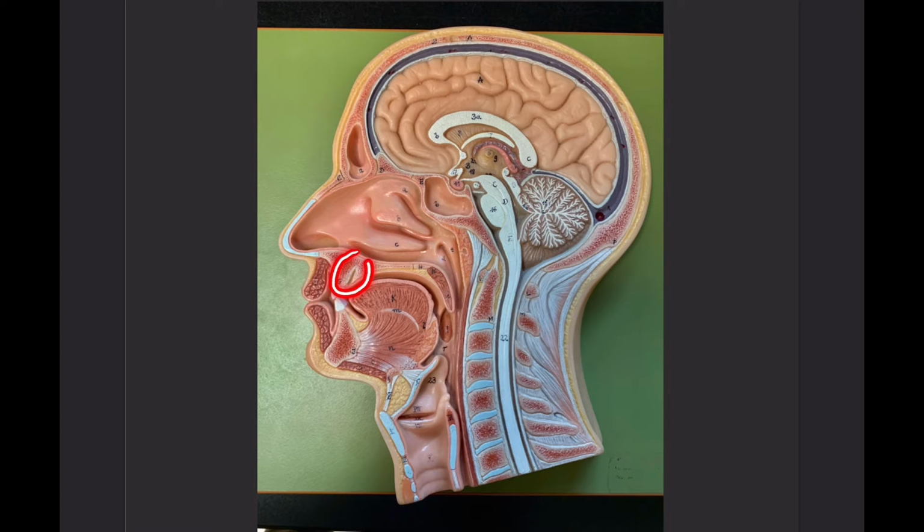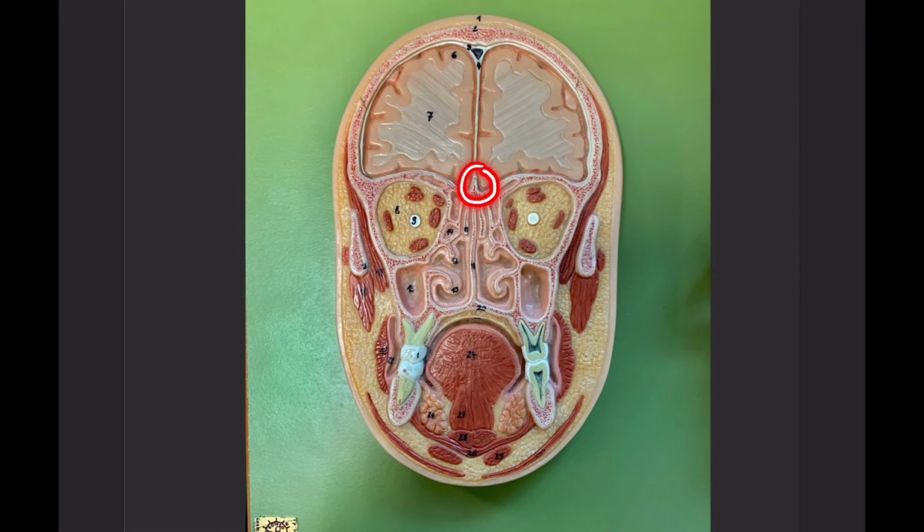Additionally, we have the incisive fossa of the maxilla, and we have the maxilla and the palatine bone, which make up that hard palate. And then here we have the sella turcica and the sphenoid sinus. Then we have that vertebral body and the spinous process. And here we have the crista galli. I missed it the first time, but there she is.